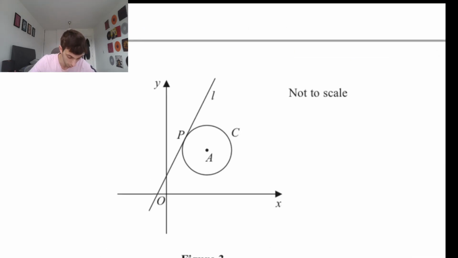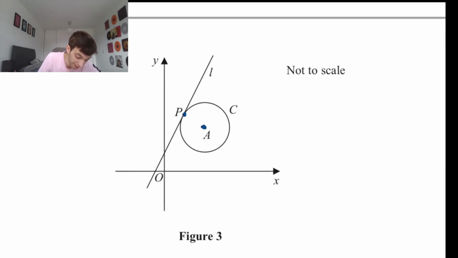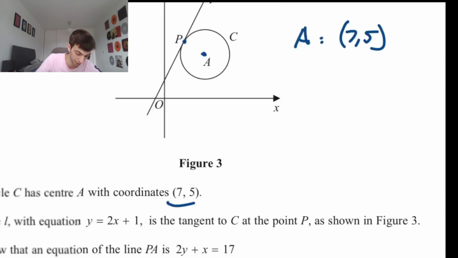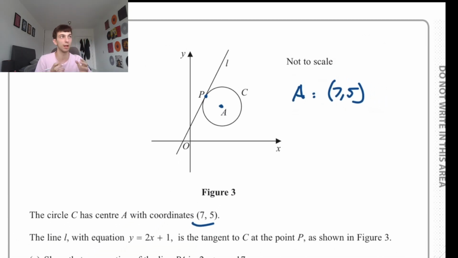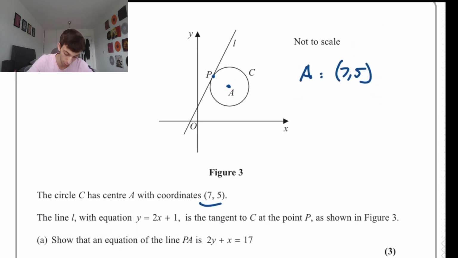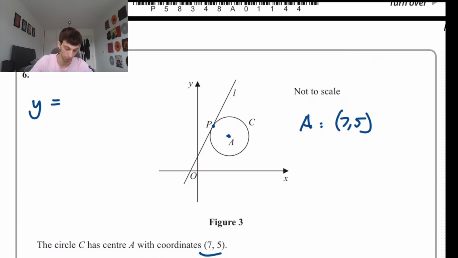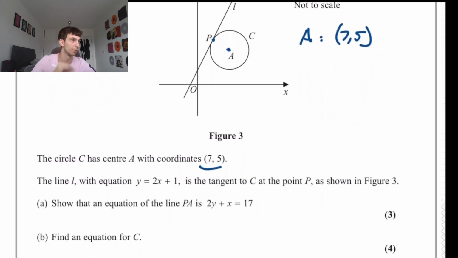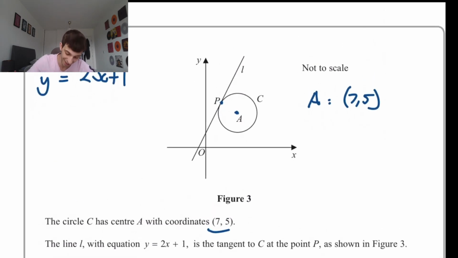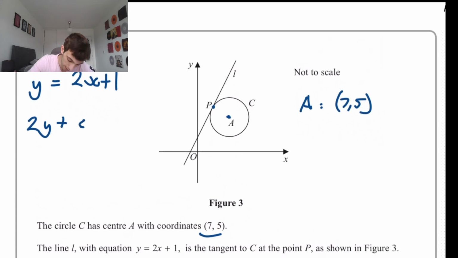So what do we know? We know that P to A will indeed be our radius. We know that A has coordinates 7, 5. But we can also find the coordinates of P. How can we find the coordinates of P? Once again, they like you to use your answer to part A in these kind of questions. Well, we know the tangent equation is y equals 2x plus 1. But we also know the equation of the line PA. So there we are. Equation of the line PA is 2y plus x equals 17.